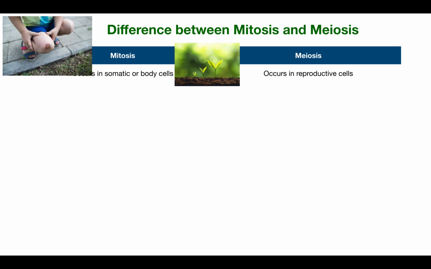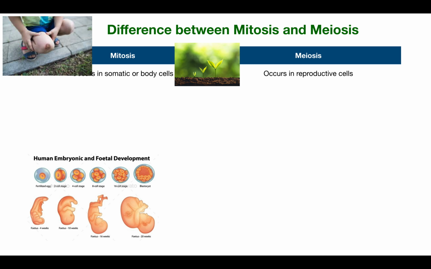Say for example, there is a bruise on your hand or your leg. After a few days, you will find that your wound is completely healed. This is all because of the cell division, that is mitosis, which helps in healing of wounds or repairing of tissue. Mitosis is also significant during development of the embryo.